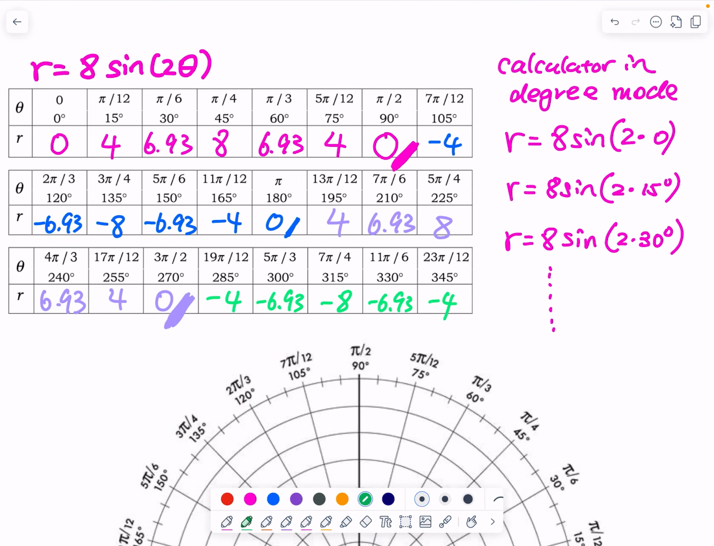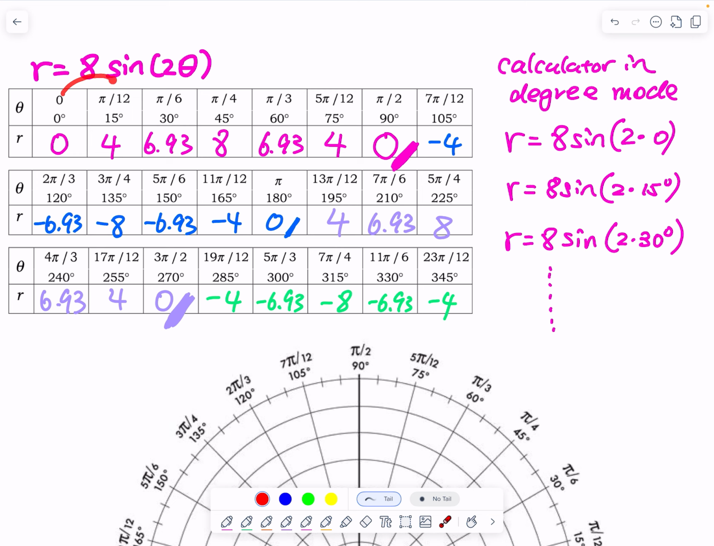Here is another video regarding sketching the graph of this polar equation, r equals 8 sine 2 theta. This is a table of values that I prepared. I go 15 degrees at a time in my table. My increment is 15 degrees: 0, 15, 30, 45, 60, 75, 90, 105, 15 degrees at a time.